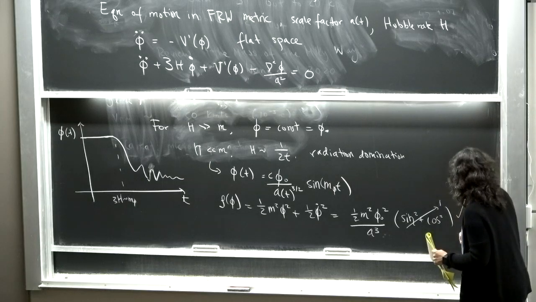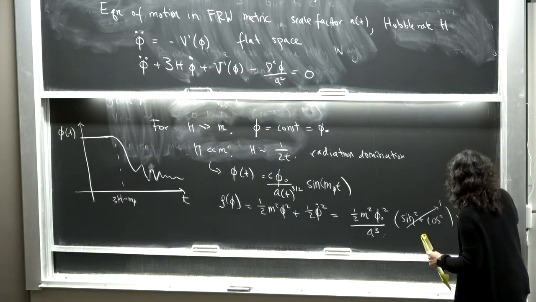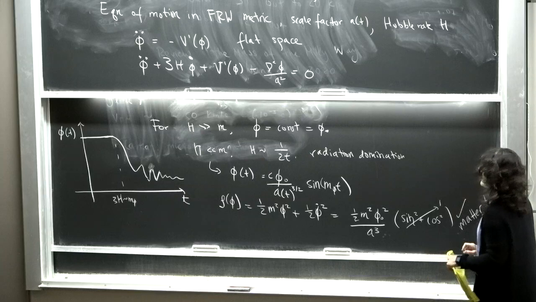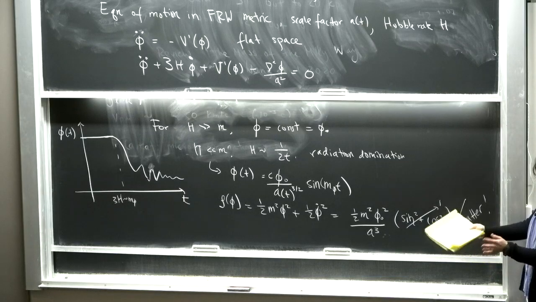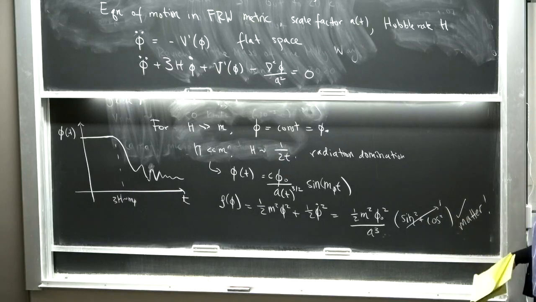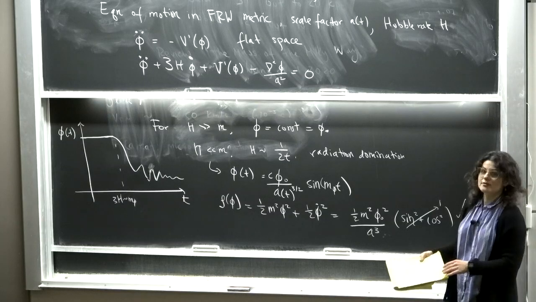So this is telling us that light scalar fields, without ever being in thermal contact with the standard model and for arbitrary mass, can have the correct behavior to act as cold dark matter today.